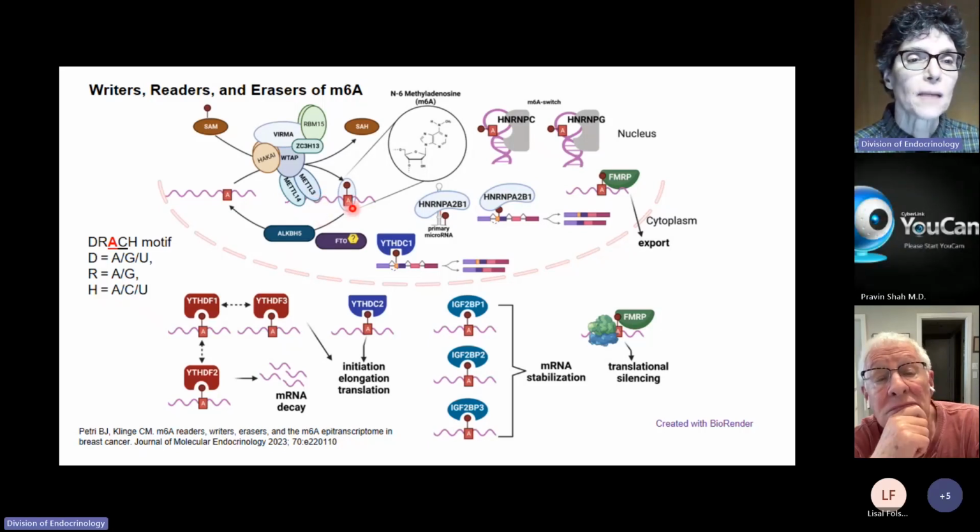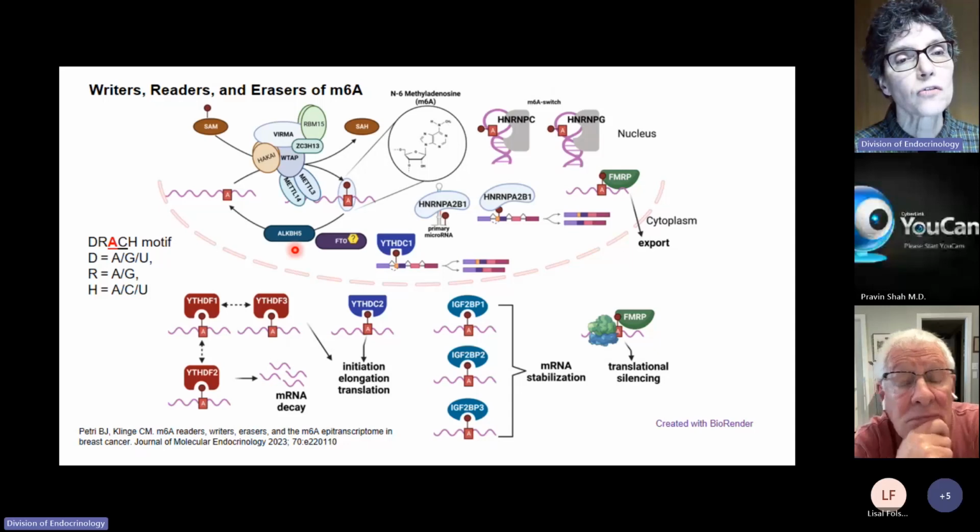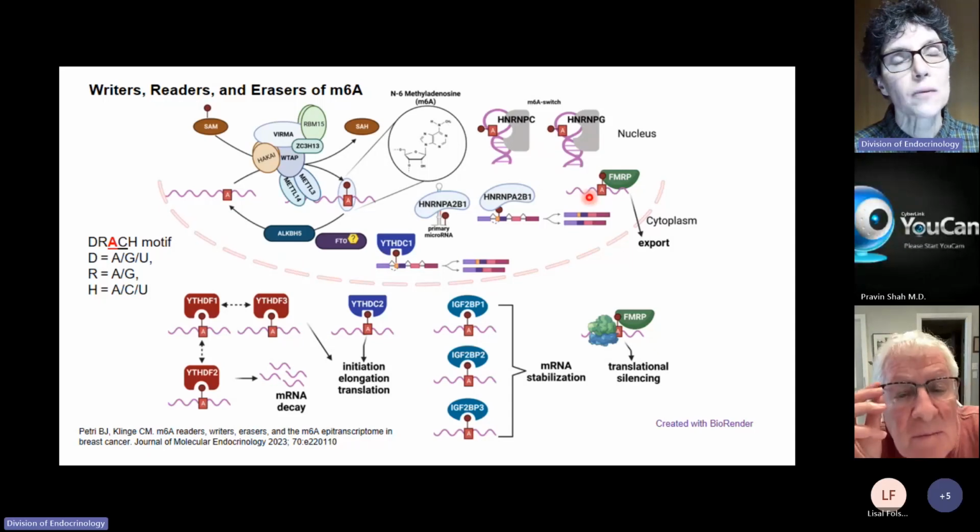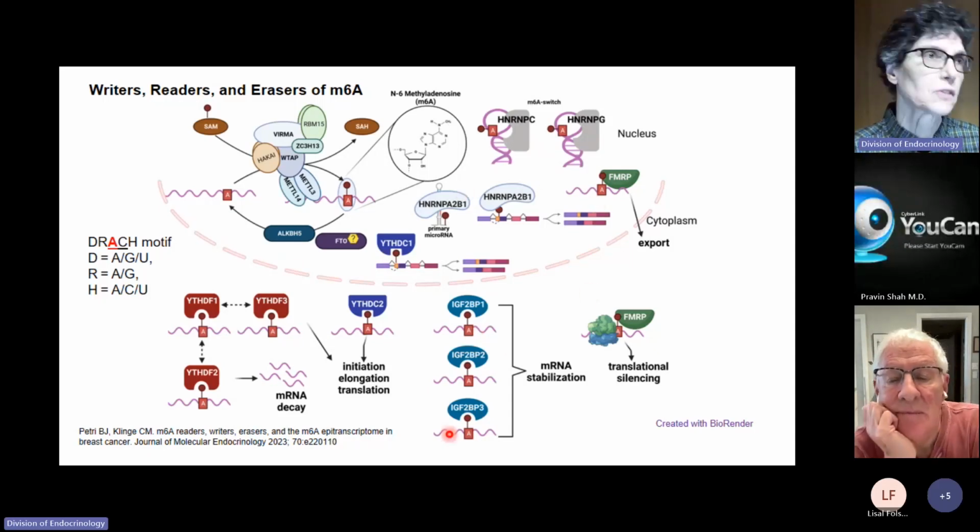And then the M6A mark is read by a number of readers, both within the nucleus as well as out in the cytoplasm.